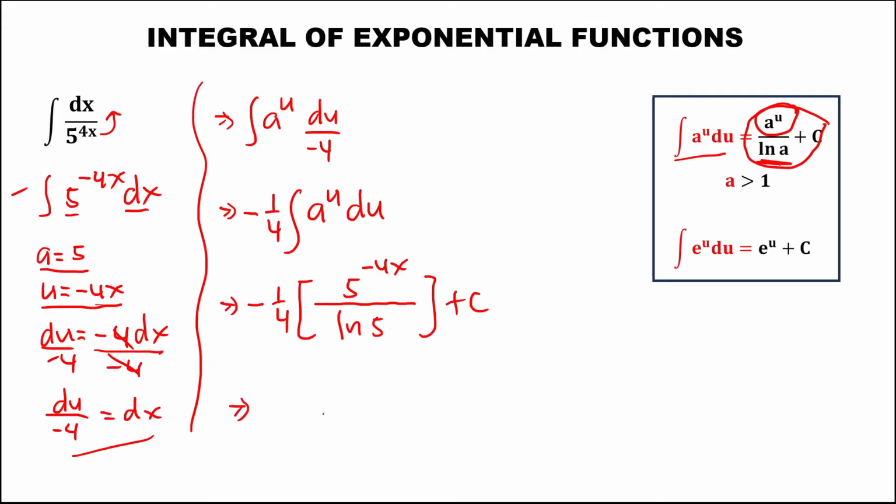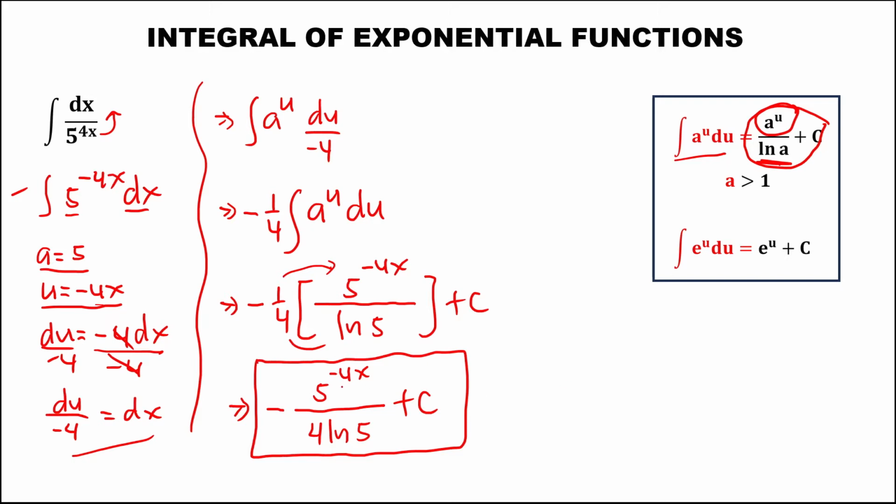Then to simplify, this becomes negative, multiply, so we have 5 to the power negative 4x over 4 times ln 5, plus c.